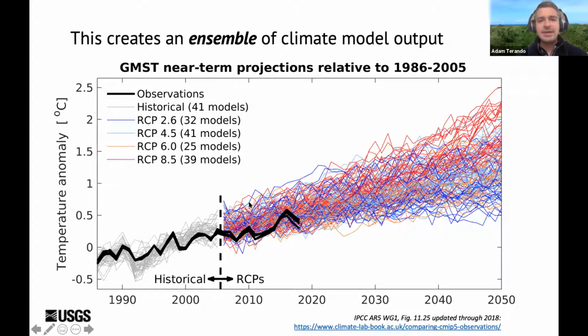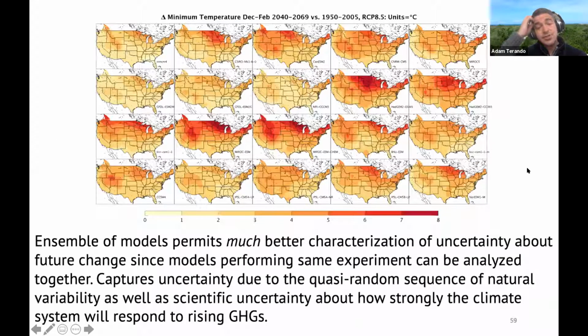So now we take all those different climate models where we've run the control runs and started the climate model experiments across the point in time when humans really started adding greenhouse gases to the atmosphere. And then if we want to go forward into the future, we bring all those model results together into an ensemble of climate model output. This is really advantageous because an ensemble of models permits much better characterization of uncertainty about future change, since the models performing the same experiment can be analyzed together, okay? So this helps us capture uncertainty better.